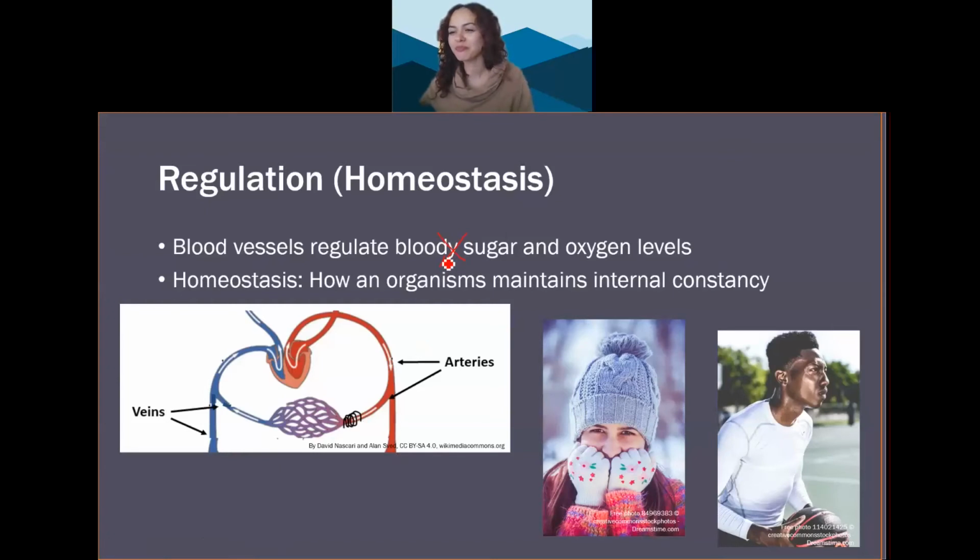Everyone makes mistakes, right? So regulation refers to how our blood vessels and other organs work together to regulate blood sugar and blood oxygen levels.